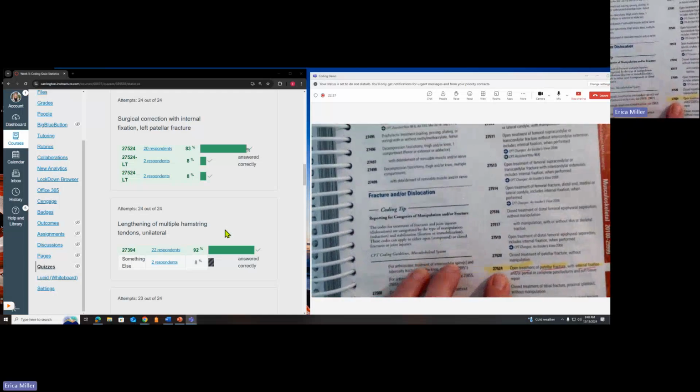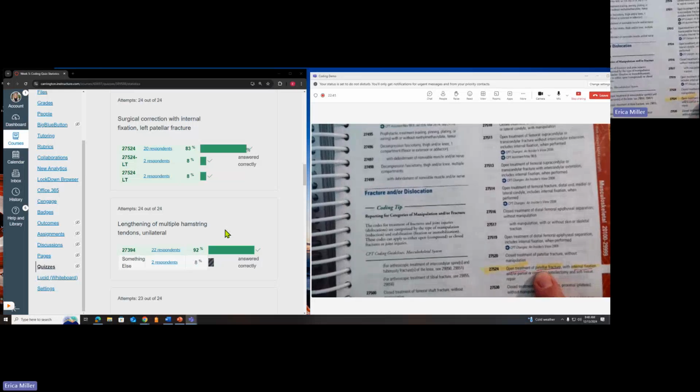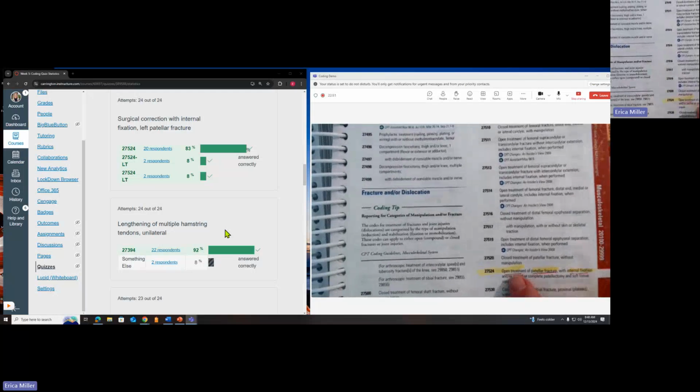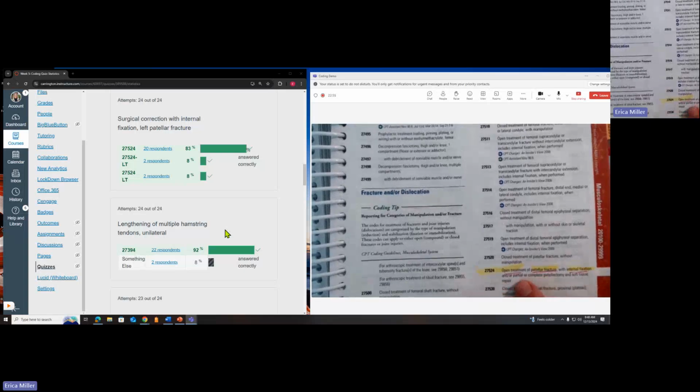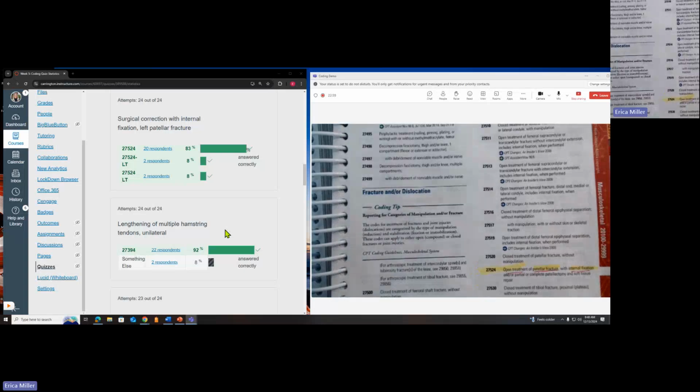And there we go. So 27524, open treatment, patella fracture with internal fixation and or partial or complete patellectomy and soft tissue repair. So and or means it could have included it, or it could also be a partial or complete patellectomy, and this would still be your code choice, 27524.